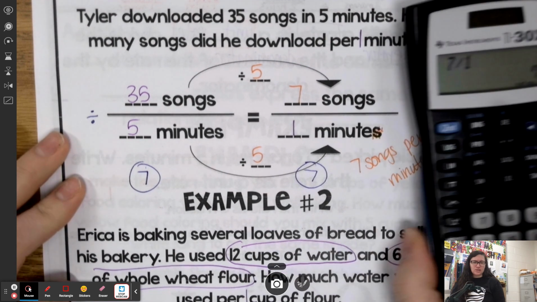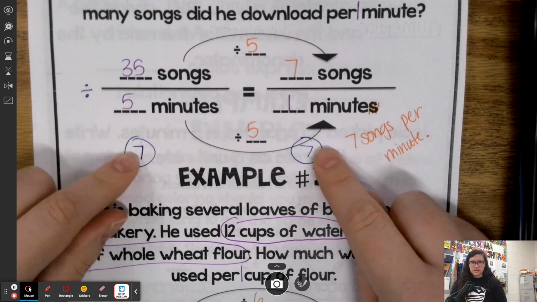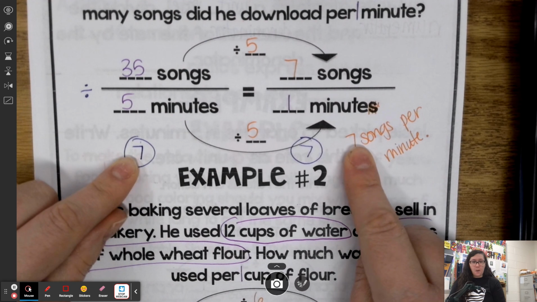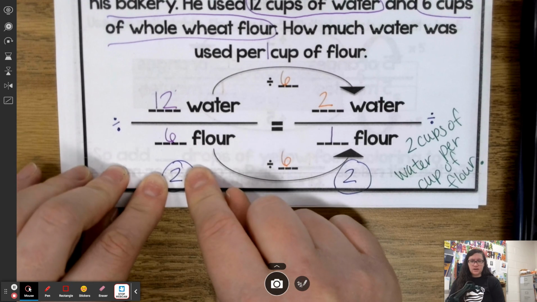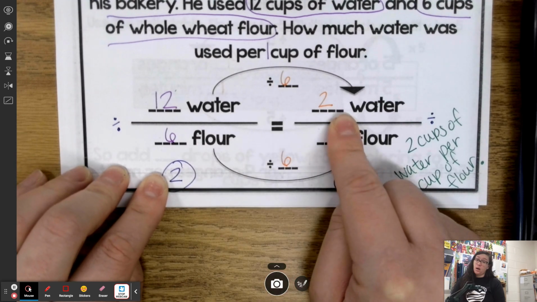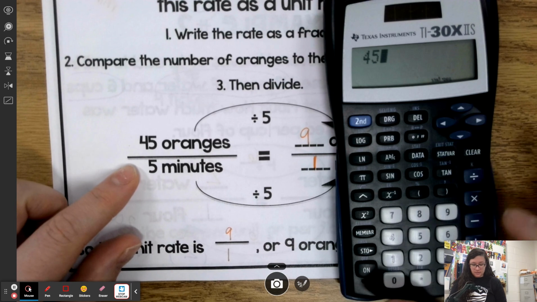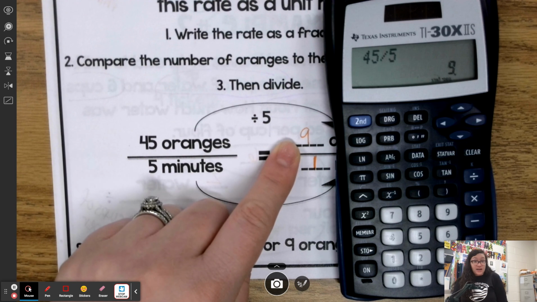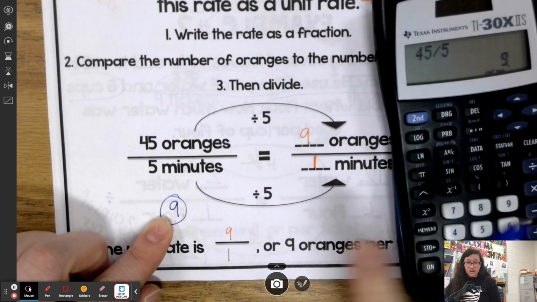Is there something else that you guys notice after we divide? This number I get when I divide here is my answer up top here. Huh. This answer I get here is my answer that I got up top there. On the front page, if I did 45 divided by 5, what do you think my answer is going to be? 9. My answer here is going to be the same answer I get over here.